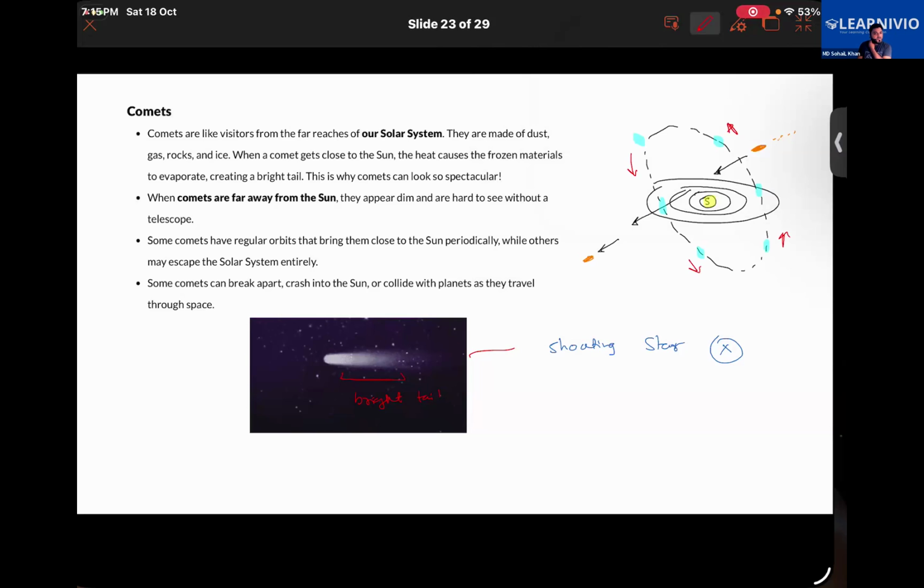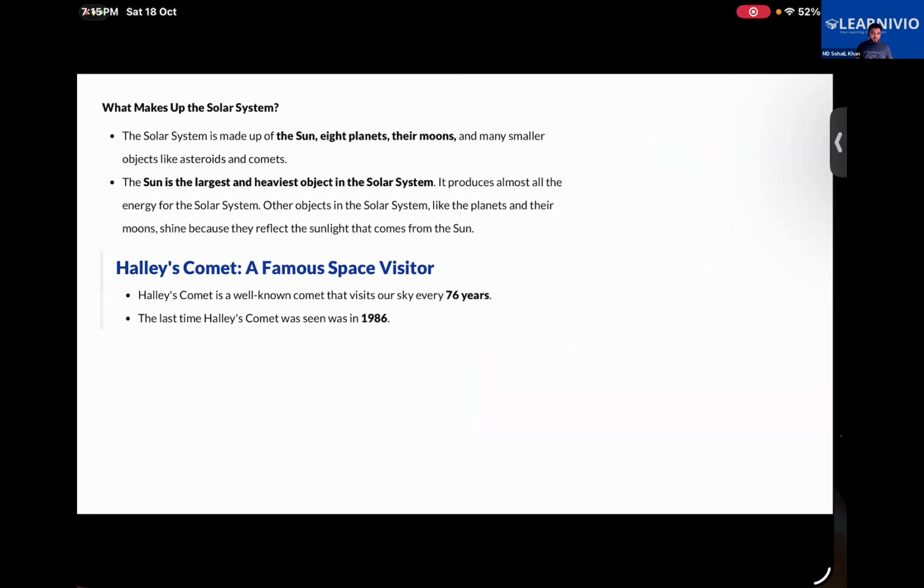Now some of the comets can break apart or directly crash into the sun. Say that this is a comet. It will directly go into the sun and crash. Before crashing, it will basically melt. While some of them may even collide with the planets as they travel through space, like Mercury, Venus, Mars, etc. So that was all the interesting things about the comets.